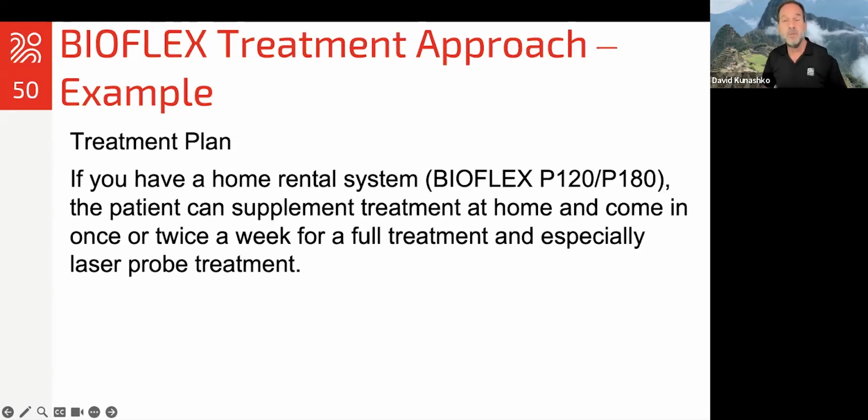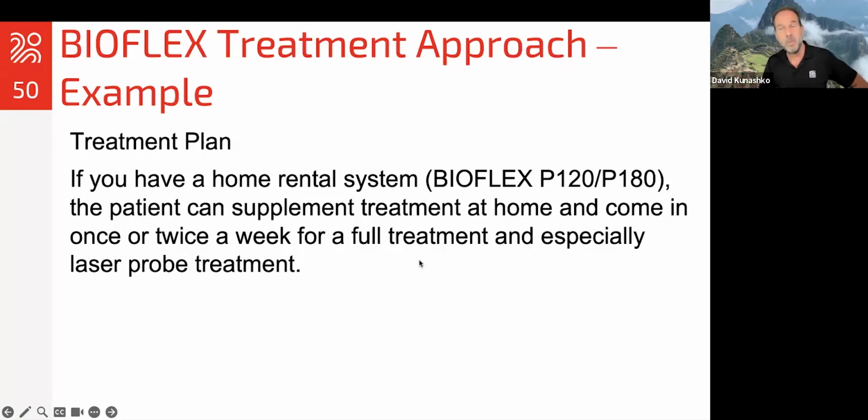One of the things that we do offer is home rental systems at our clinic, and you may or may not be interested in this, is having some of our personal systems where you would rent them and they can do a little bit of treatment at home in between sessions. This is really helpful just to kind of continuously get the healing effect of photobiomodulation.